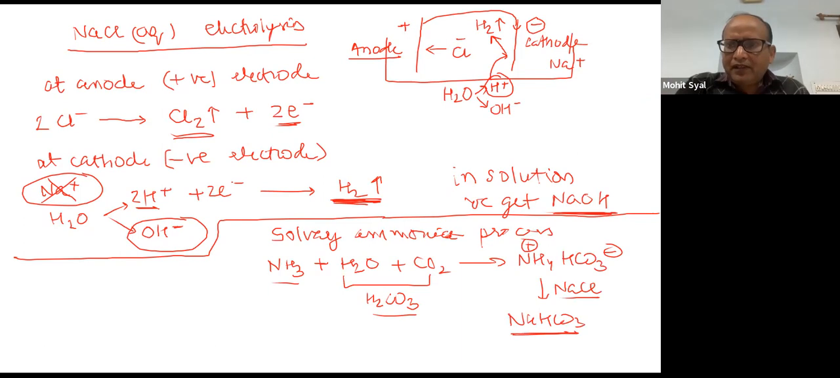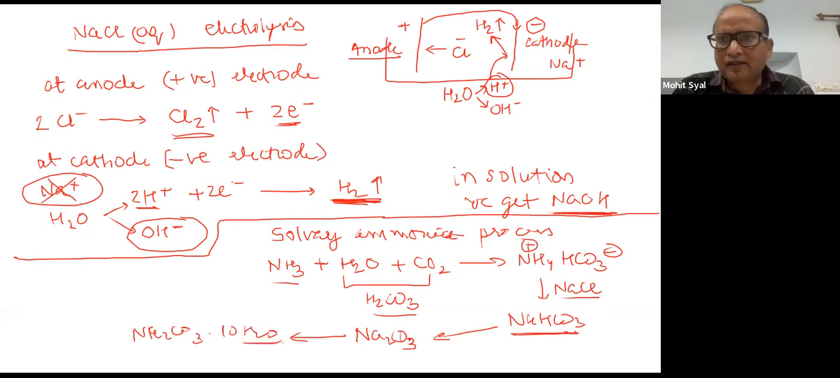And when you heat it, you can get this Na2CO3. You put it in water, you crystallize it back. So you get Na2CO3.10H2O, a hydrated salt. That is your washing soda. Is it clear?